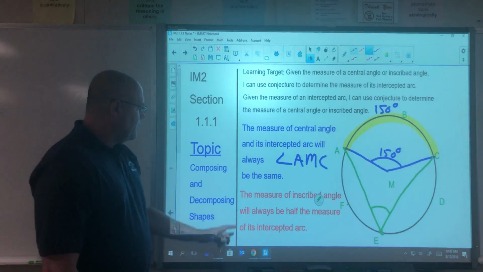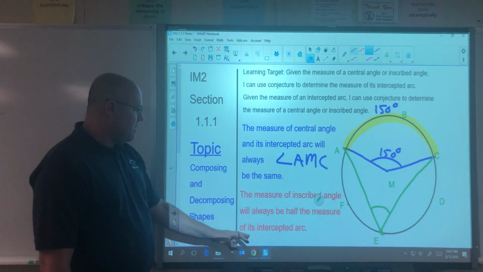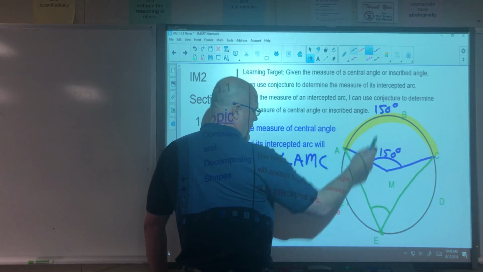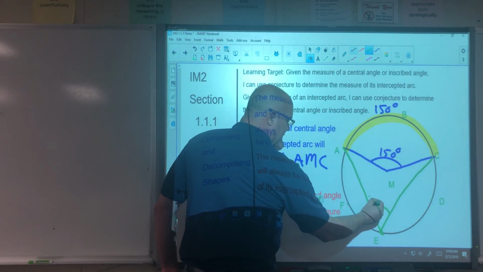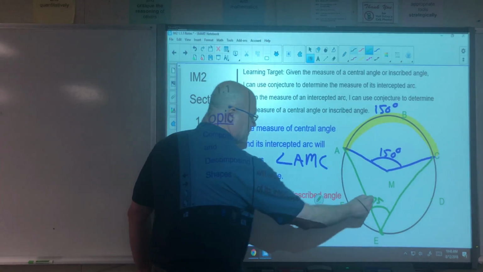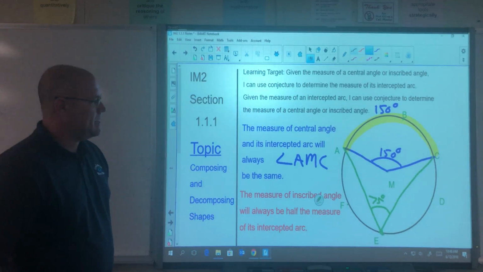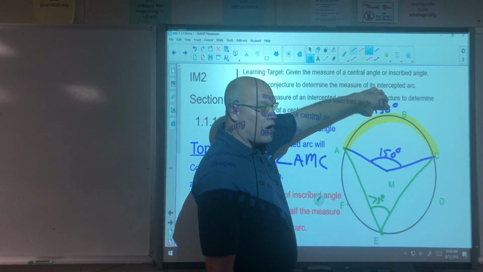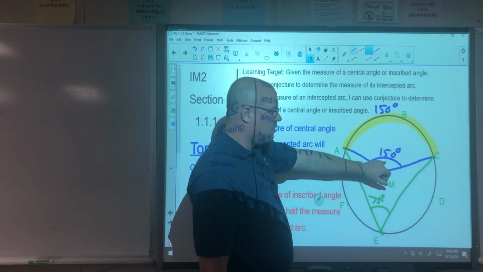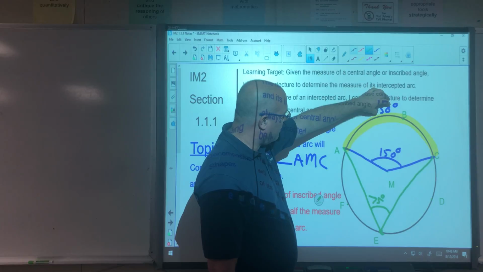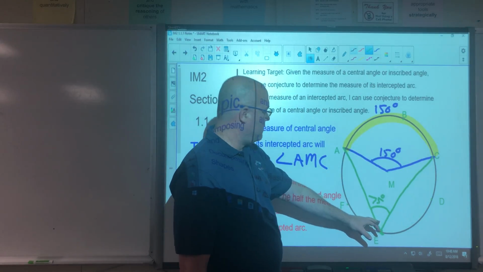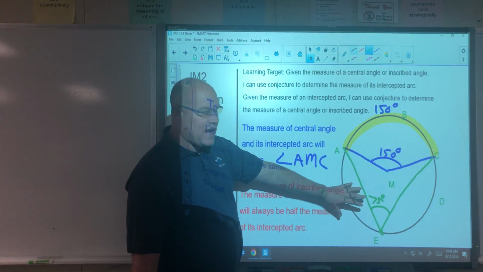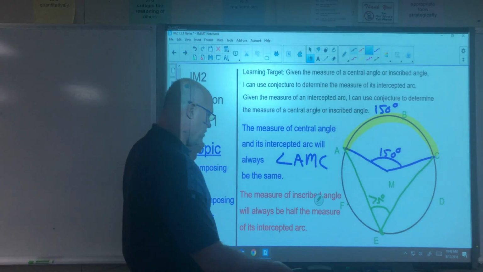Here's the difference. The measure of the inscribed angle will always be half the measure of its intercepted arc. So in this case, the arc is 150 degrees, so the angle is going to be half that, 75 degrees. Okay? So we need to be able to work this forward and backwards. If I give you just the arc measure, you should be able to tell me the central angle measure. It's the same. You should also be able to tell me the inscribed angle measure, which will be half that. Sometimes we'll give you the arc, and you have to go to the angles. Other times we'll give the angle, and you have to figure out the arc.